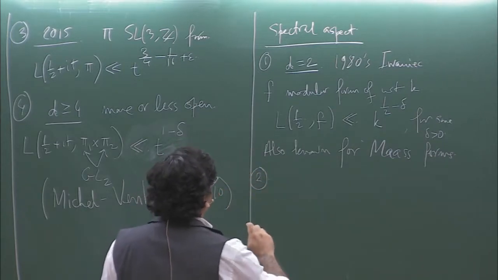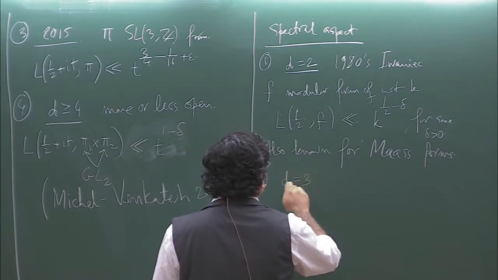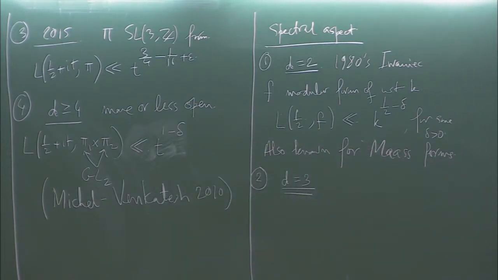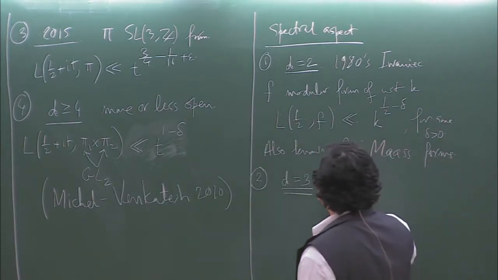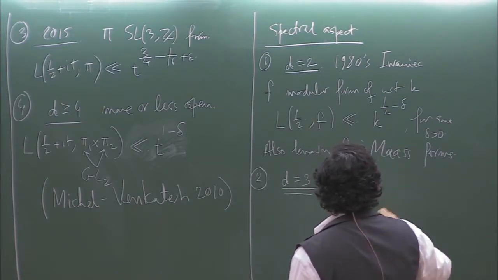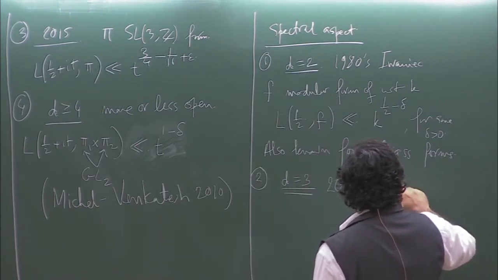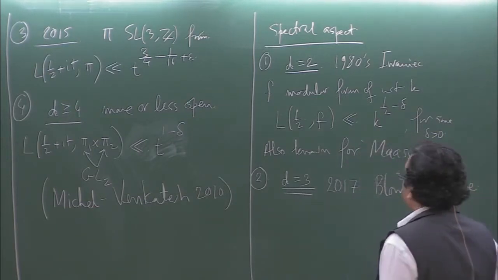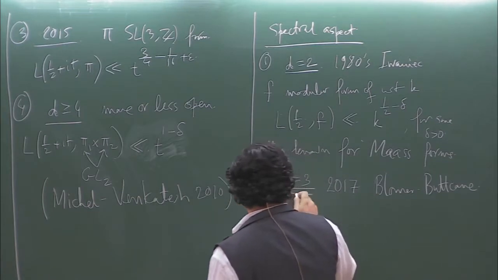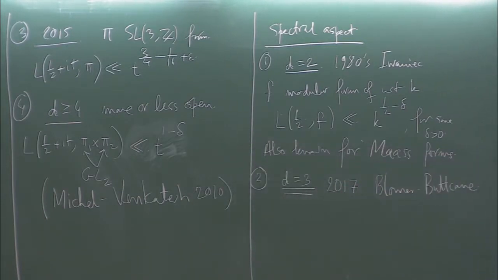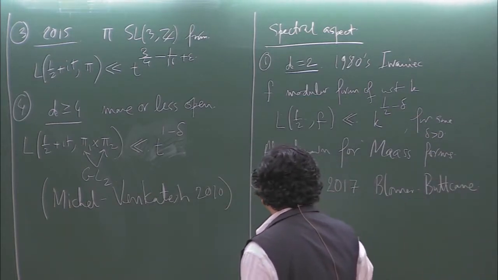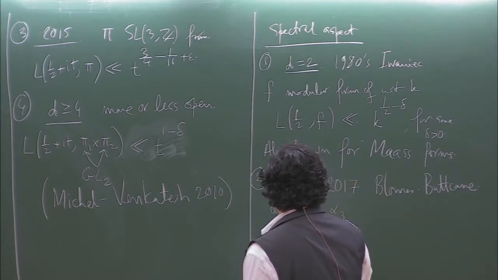All right, so for d equals 3, in general it's not known, but there is a recent work from 2017 by Valentin Blomer and Jack Buttcane, who showed that, in the case of GL3, there will be 3 Langlands parameters, alpha 1, alpha 2, alpha 3, which add up to 0. So you have alpha 1, alpha 2, alpha 3, adding up to 0.